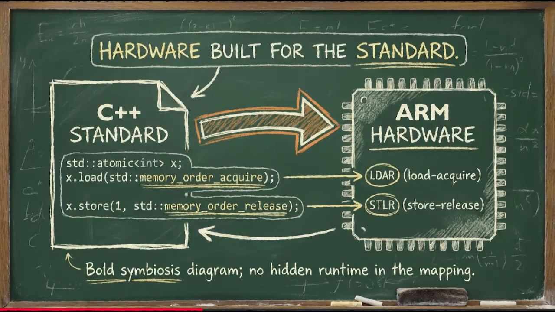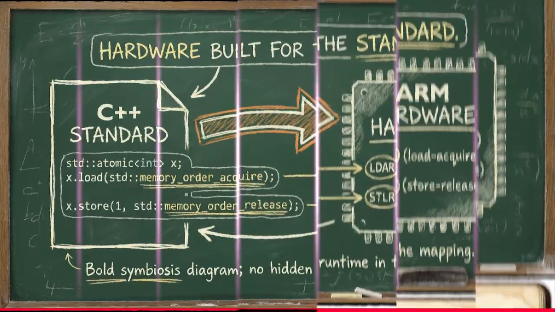Which highlights this incredible hardware symbiosis. The C++ standard didn't just adapt to hardware, it actually started dictating it. Yes. For example, ARMv8 introduced entirely new hardware instructions, LDAR for load acquire and STLR for store release. They built those explicitly so they could map perfectly to the C++ memory ordering semantics we've been talking about.